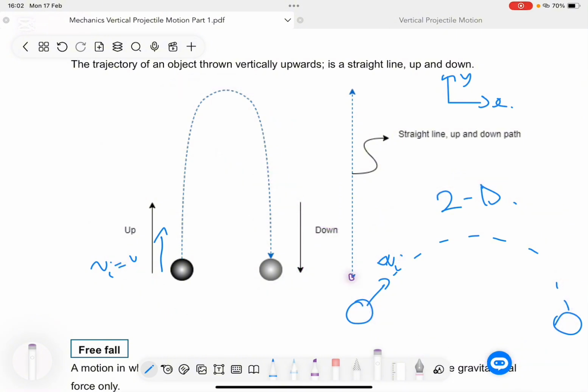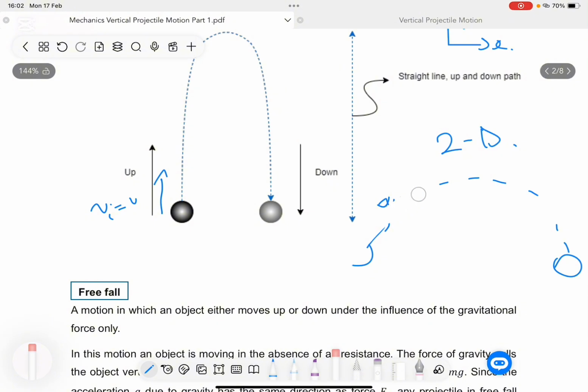We study an object that goes vertically upwards and comes down like that, because this is a different type of motion here. It's a 2-dimension motion. Anyway, I was just showing you this so that we understand each other, that here we're studying vertical projectile motion. In other words, projectiles that go vertically upwards and vertically downwards.